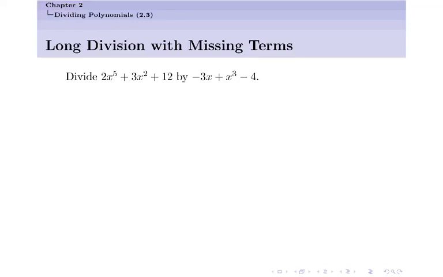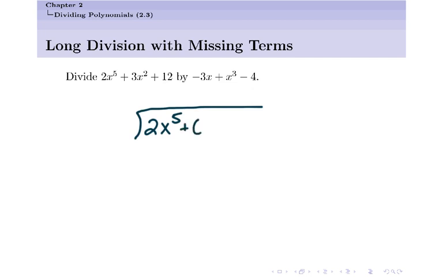Technically, you know everything you need to know to be successful with a problem like this. But I'm going to give you a few examples with missing terms. What do we replace our missing terms with? We replace them with 0. So 2x to the 5th. And the only reason we do that is just to keep us organized. It keeps everything in a nice line.